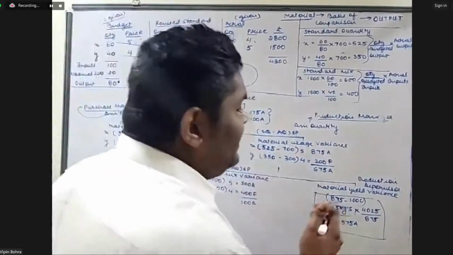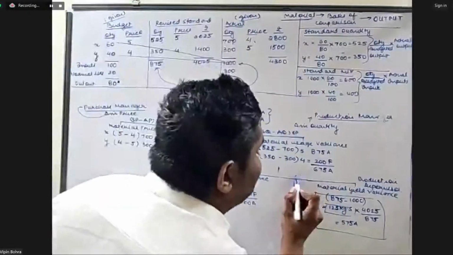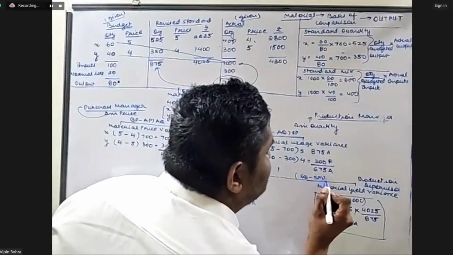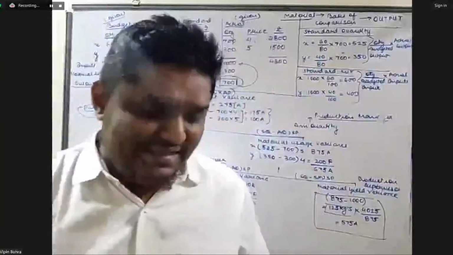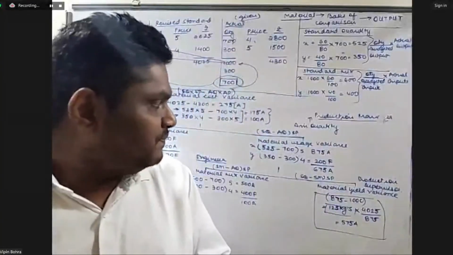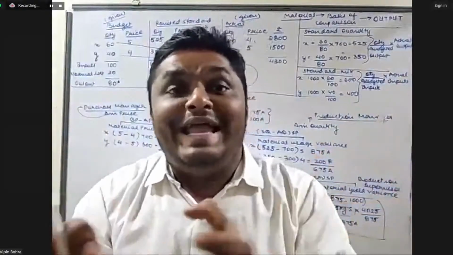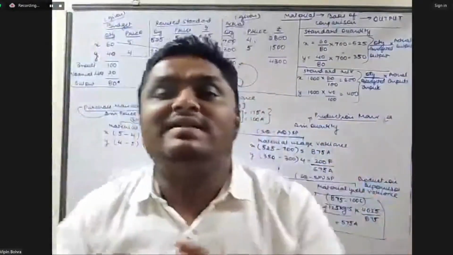For calculating yield variance, there are many other ways, but I've used the easiest possible way. However, there is a formula that is given in the question, that is standard quantity minus standard mix into standard price. So this is the formula that is given in the study material. So when talking about the analysis of variance, see, the standard costing is just like here.